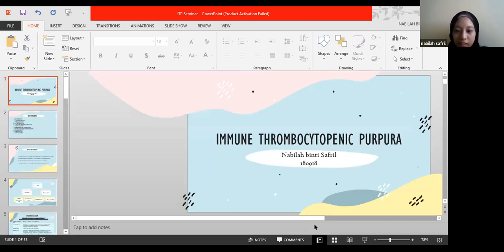Can you see my slide? Yes, immune thrombocytopenia. Okay.